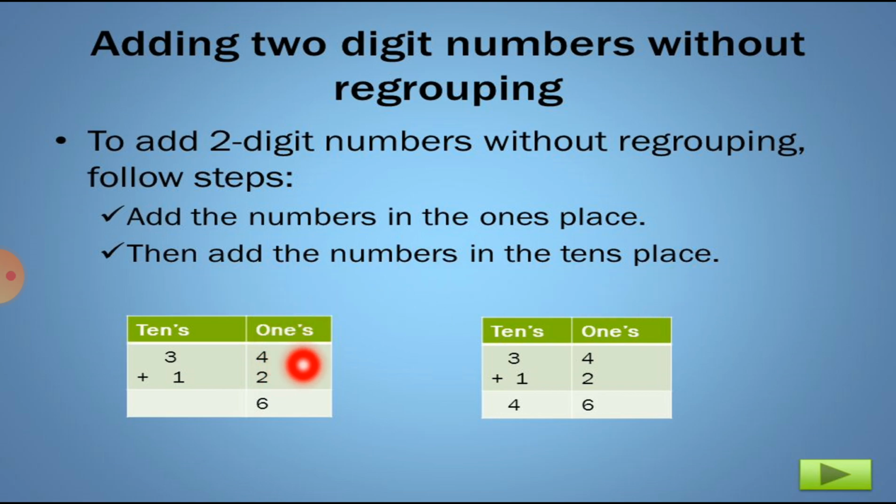Students, here you can see one example for you. Here is the ones column, which is 4 plus 2. You have to add this ones column first. So 4 plus 2 is equal to 6. After adding this, just move to the tens column. In the tens column there are 3 plus 1, so you can write down the answer 4. This way you can solve the sums by going through the steps.